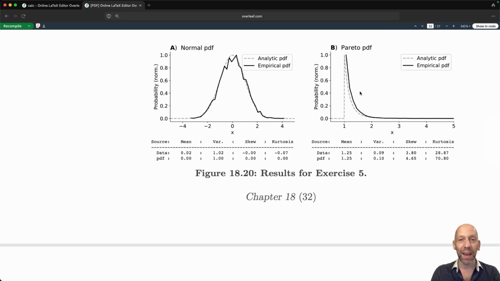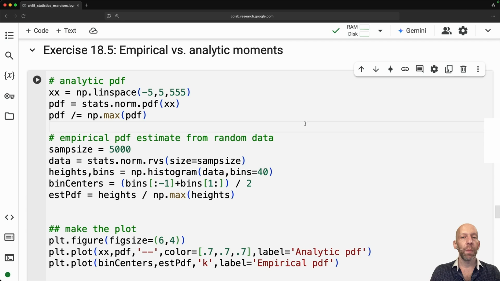I'm going to get back to that a little bit later. Here I'm generating the analytic PDF, and you can see that I am normalizing it by dividing by its maximum. Now, technically, formally, this is no longer a true PDF because I'm changing the numerical values, but the max val normalization is just used for the visualization for this plot.